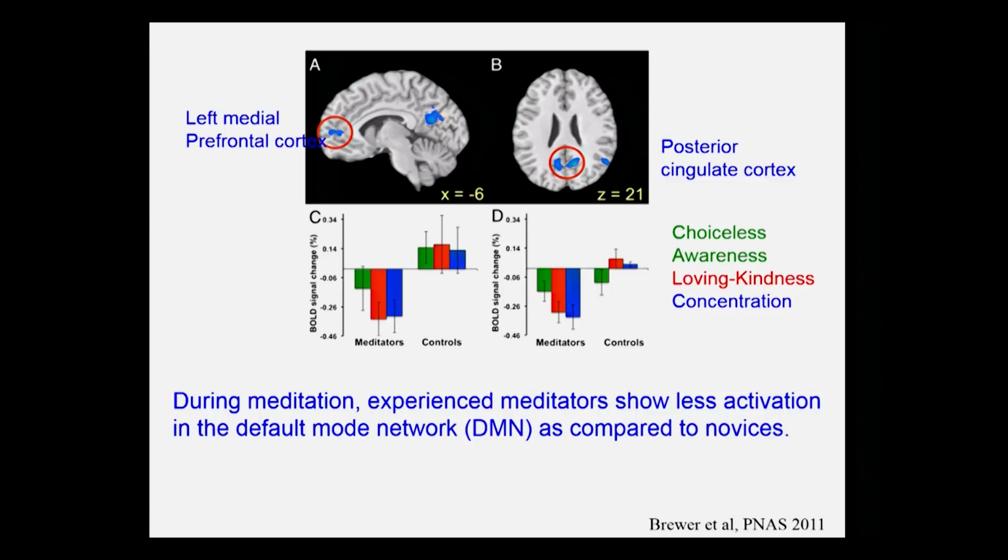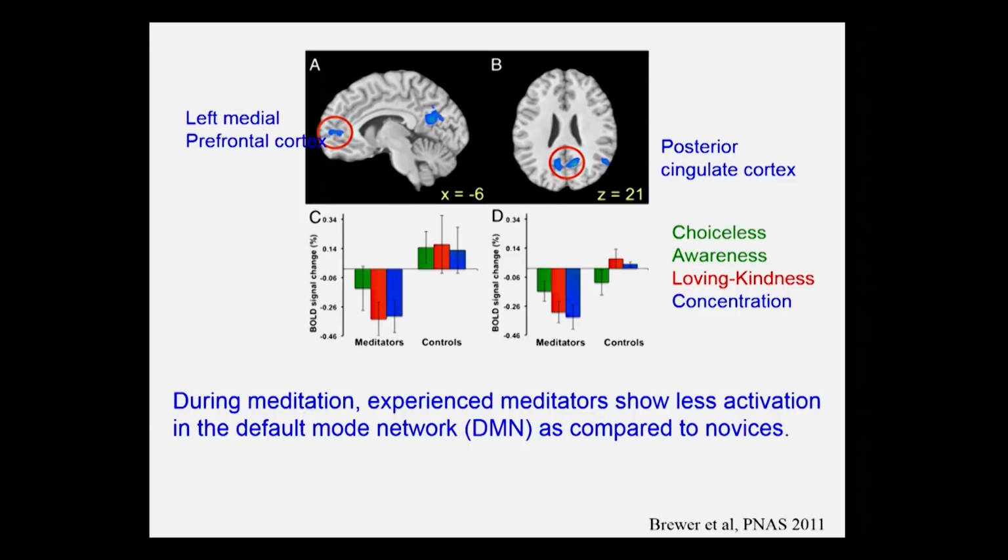This is another influential study by Justin Brewer, who's at UMass Amherst now, or Boston, I believe. Basically, this is another type of study looking at what actually happens when you practice meditation versus when you're just in a control condition. And what they found is that this area of the brain here, what's called the posterior cingulate cortex, and also the areas in the prefrontal cortex, they go down.